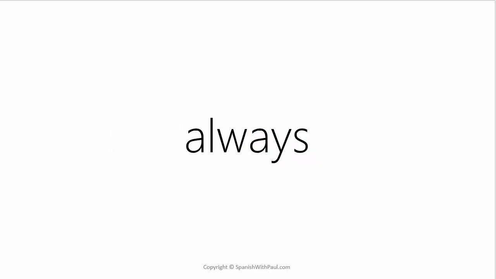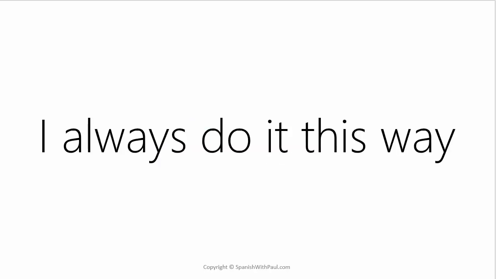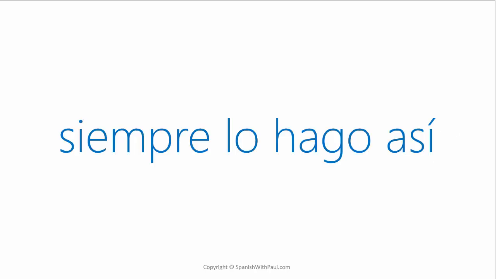What's the word for always? Siempre. If we want to say, I always do it this way, the word always is going to come at the very beginning of the sentence. This again is a little structural difference to be aware of. So, how would you translate that? Siempre lo hago así. Literally, always, I do this way.